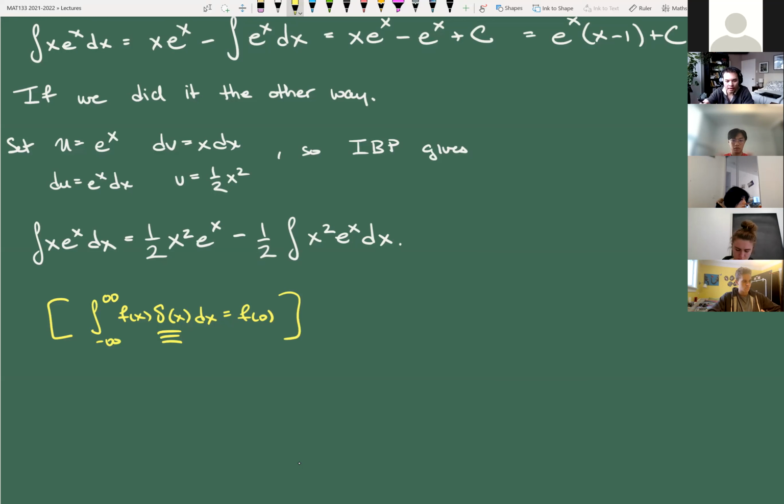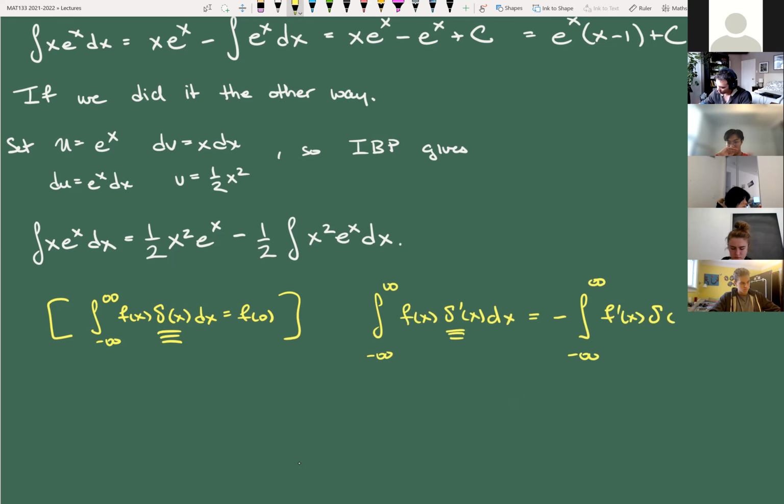But now the question is, how do I differentiate delta of x? And the way that you actually do it is you say the definition. Again, let's just do negative infinity to infinity. So the function delta prime of x acts by doing this. It is the negative integral of f prime of x delta x. Where does this formula come from? It is exactly integration by parts.